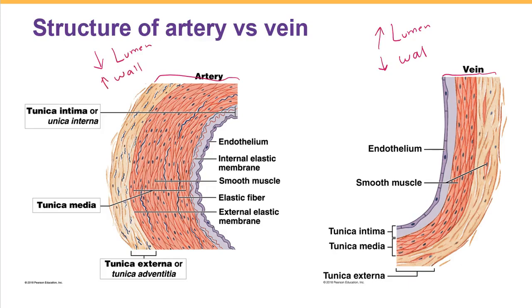Okay, and as you can see here, you can find these three layers: tunica intima, tunica media, and tunica externa for the vein, and tunica intima, tunica media, and tunica externa for the artery. If you compare, you can easily see tunica media is much thicker in the artery in comparison with the vein. So it means that we have a thicker smooth muscle wall in the artery than in the vein. And tunica externa is much thicker in the vein in comparison with the artery.